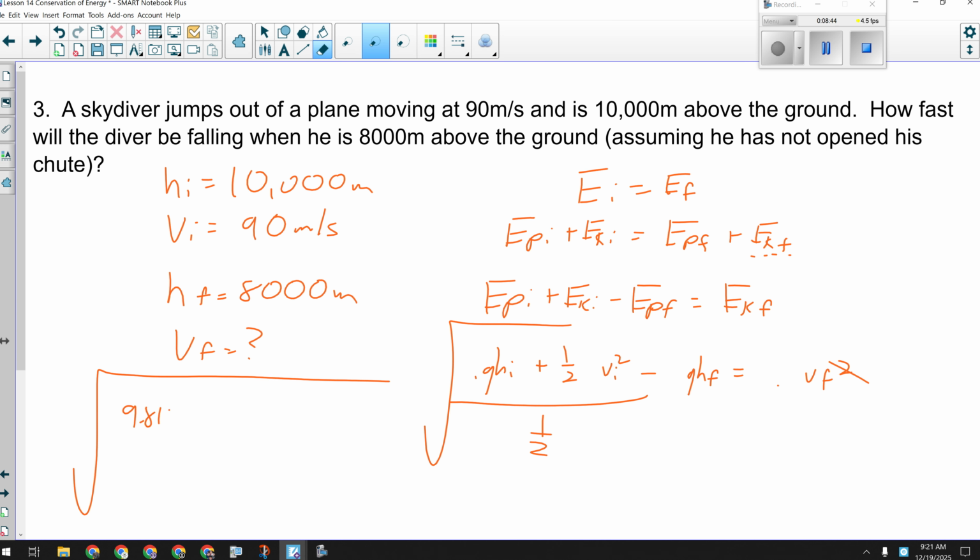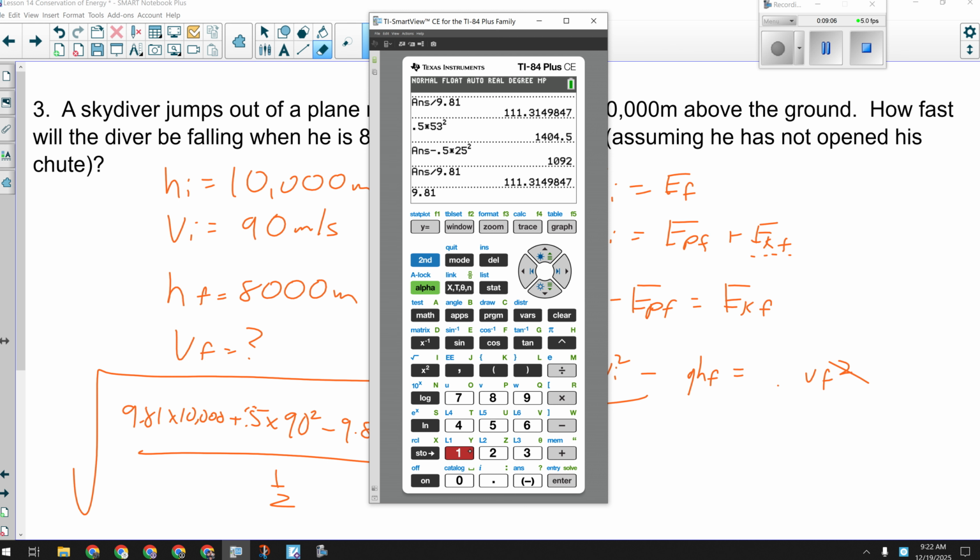9.81 times 10,000 meters plus 0.5 times 90 squared minus 9.81 times 8,000 meters, divided by 1/2. All right, so 9.81 times 10,000 plus 0.5 times 90 squared, minus 9.81 times 8,000, divided by 1/2. Square root that number.